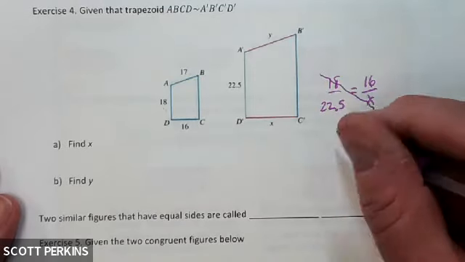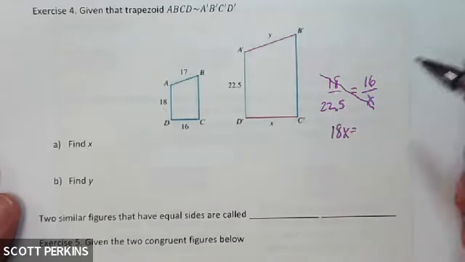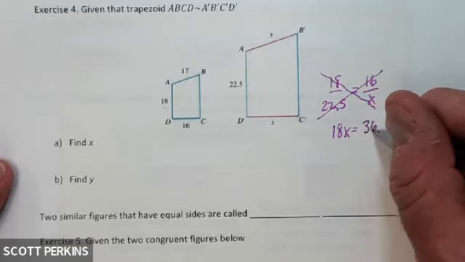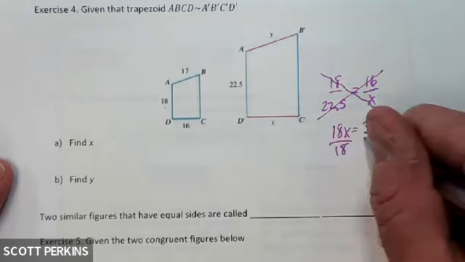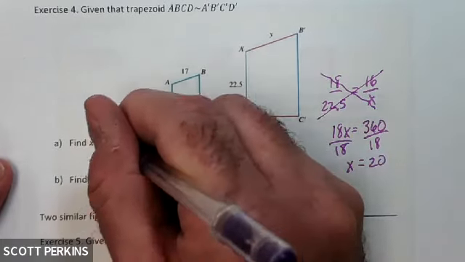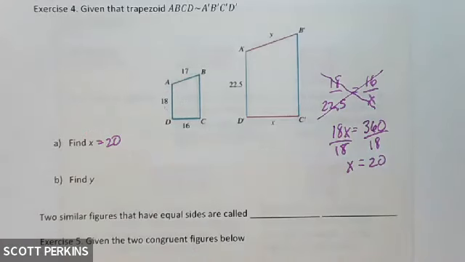18 times X is 18X. The 22.5 times 16, does anyone have 22.5 times 16? 360. And then when I divide both sides by 18, looks like X is 20. Okay, so my value of X is 20. Anybody get something different? Anything we need to talk about there?